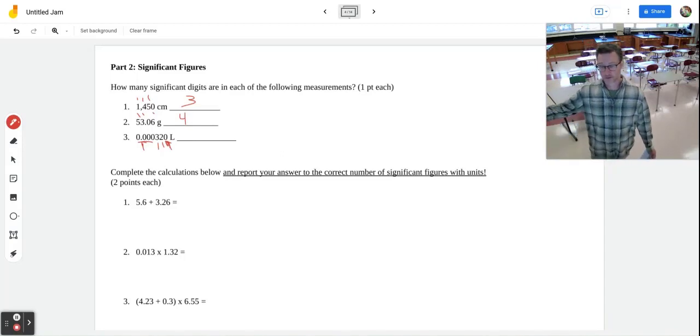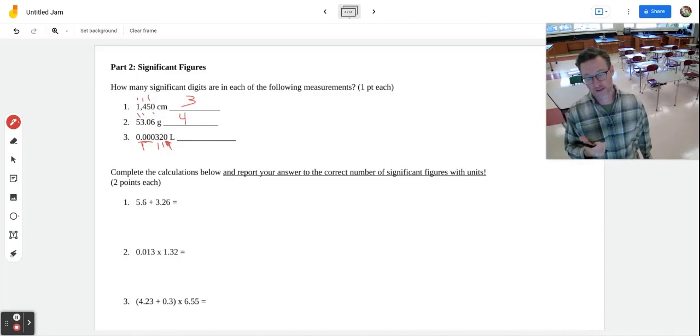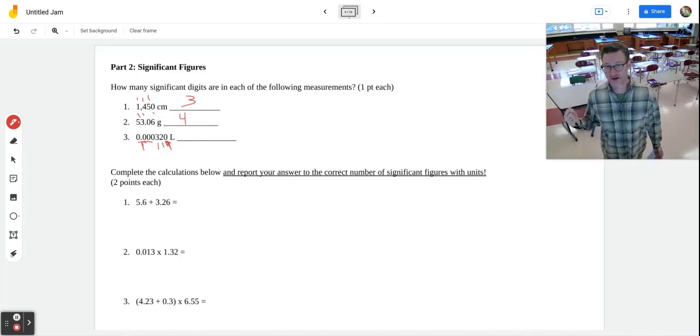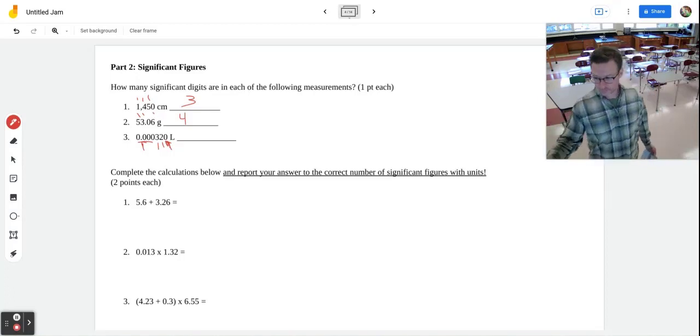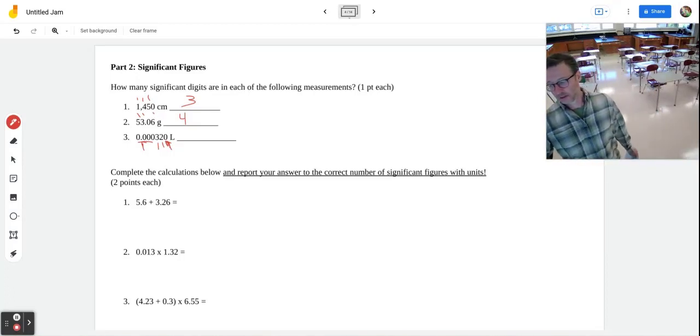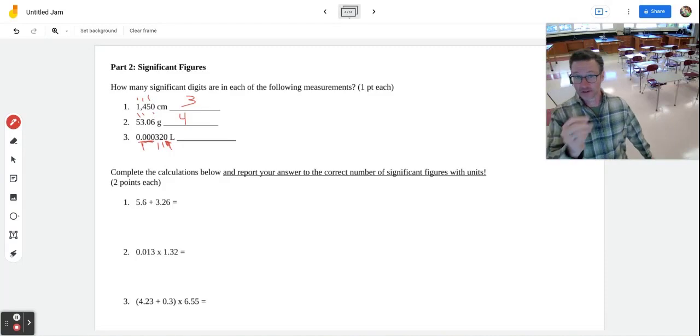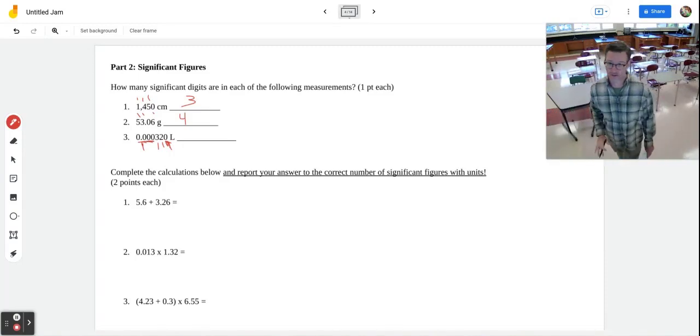What about the other zeros? Those zeros are not between other numbers, and they are not trailing the significant figures. They're not at the end, right? They're at the beginning. So one thing that confuses people is they say, well, these zeros are after the decimal point. That doesn't matter.